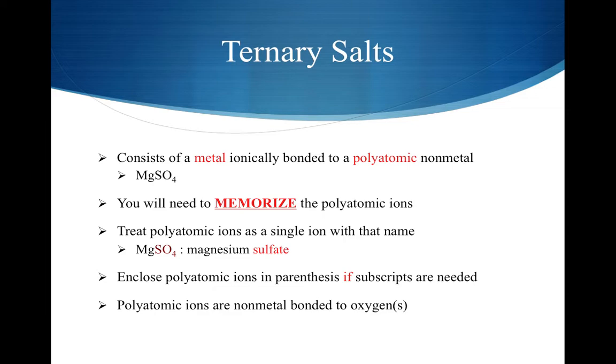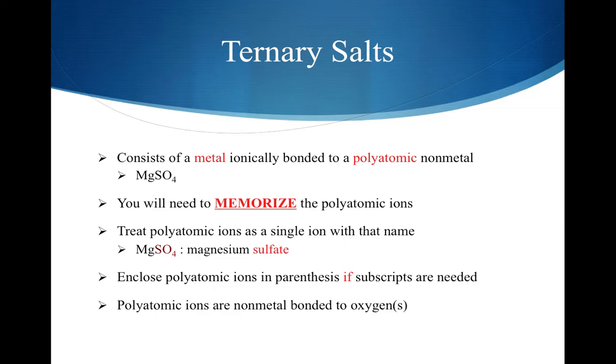So when we're naming ternary salts, an example, MgSO4, would be magnesium sulfate, right? You'll see polyatomic ions in parentheses, but that's only if subscripts are needed. So let's say we have aluminum sulfate. Aluminum has an oxidation state of +3. Sulfate has an oxidation state of -2. Therefore, it's going to be Al2(SO4)3, right? So in that case, we have 3 of these polyatomic ions. We have 3 groups of SO4, which means that SO4 needs to be in parentheses with a 3 subscript.